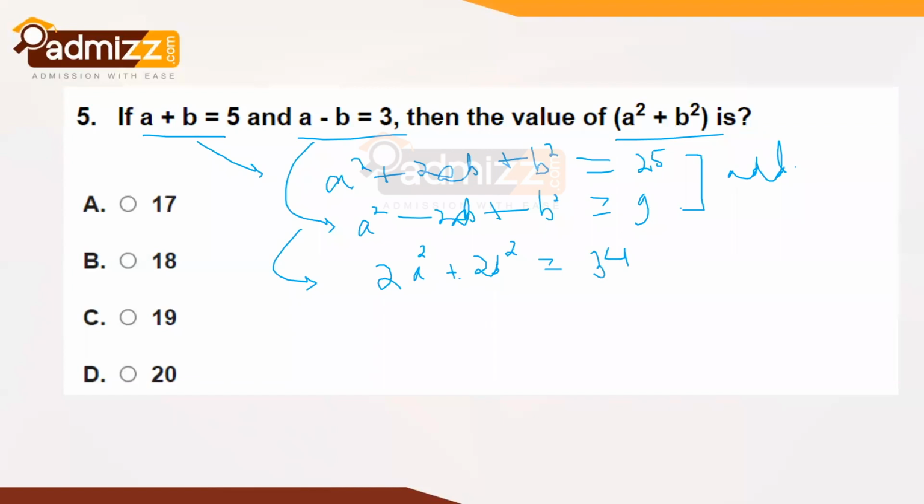Now we factor out 2 from the left-hand side, or take 2 as the common factor. Then we get a squared plus b squared is equal to 34 by 2, which is equal to 17, which is the correct answer, as most of you have answered in the chat box. Option number E, right? I hope this solution is understood by everyone. Most of you are engaging in the chat box, so I'm assuming yes.